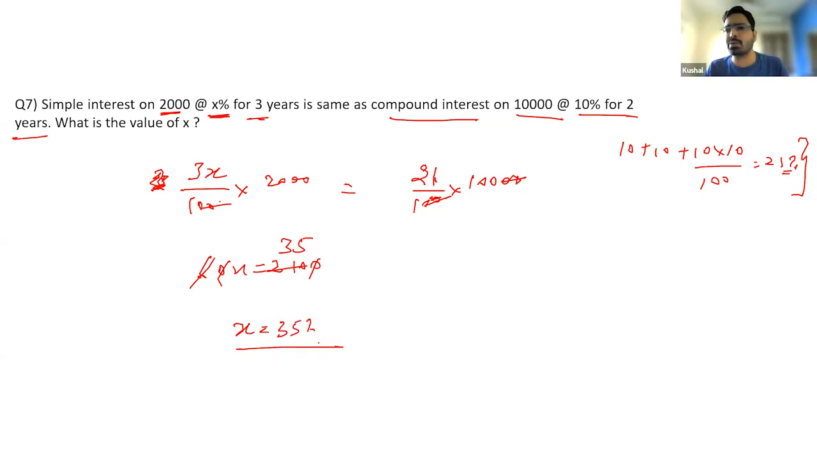Was not a very difficult question. Should have been through very, very quickly. Also, please ensure that you use the concept of effective rate of interest. If we can use this concept, your life will become a lot easier on simple interest, compound interest kind of problems, right? So that brings me to the closure of the session, guys.